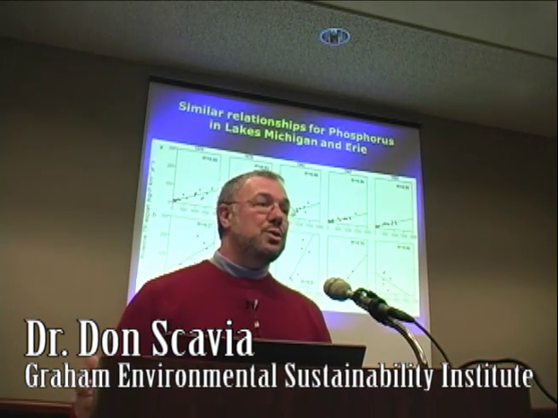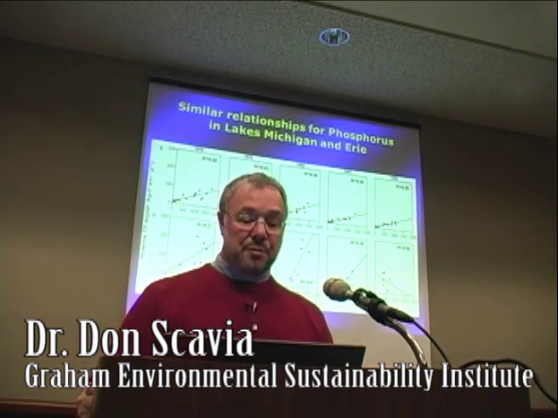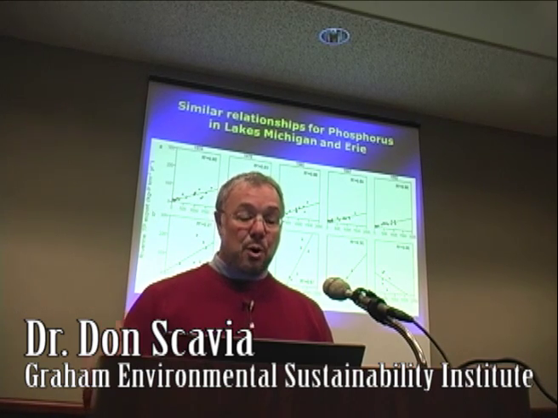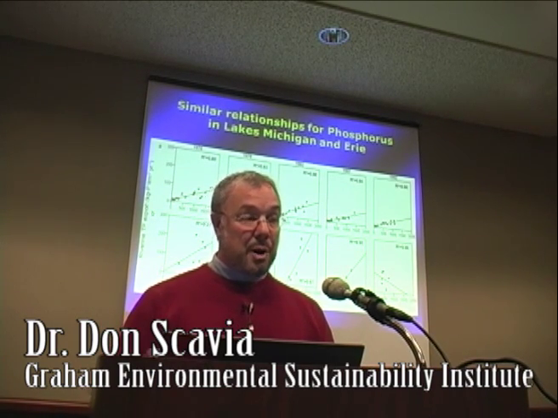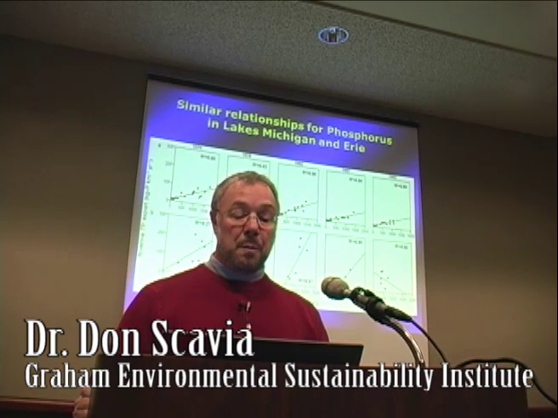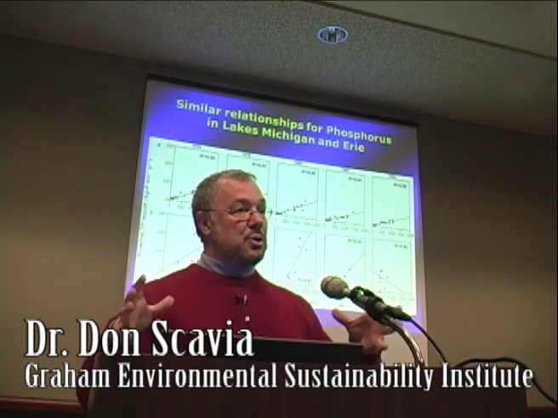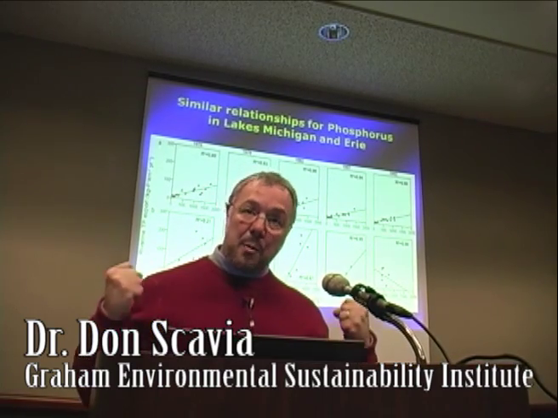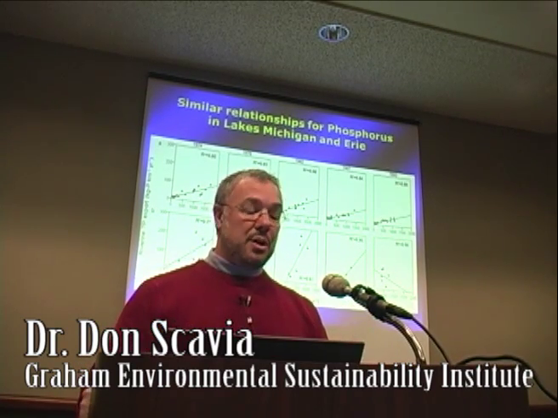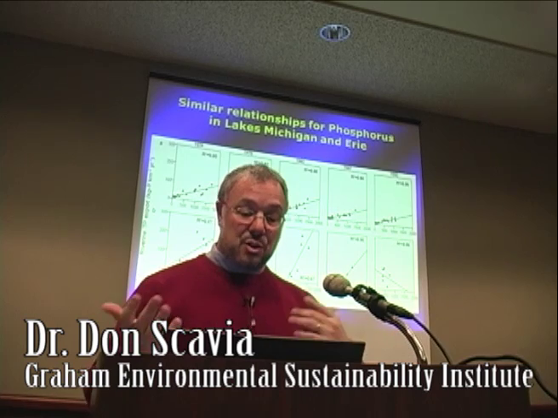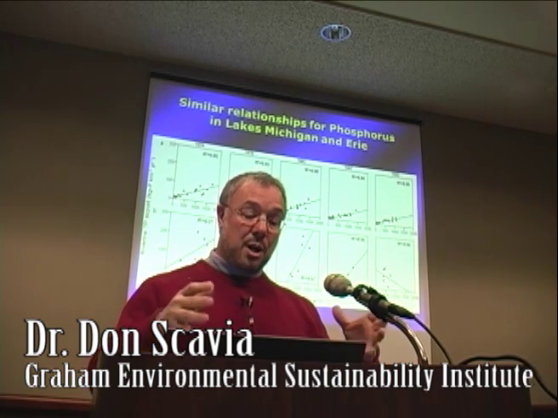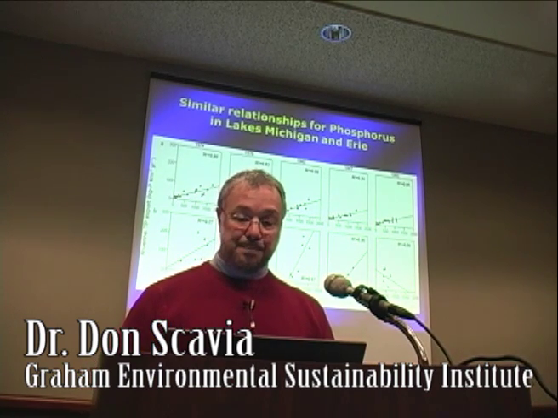And this also holds for phosphorus. This is fairly new work looking at the top row, which is Lake Michigan, and the bottom row, which are the watersheds around Lake Erie. And again, very strong relationship between how much phosphorus is going into those watersheds and then how much is flowing out of those rivers into the Great Lakes. And so again, the strong relationship between what happens on the land and what ends up in the water.